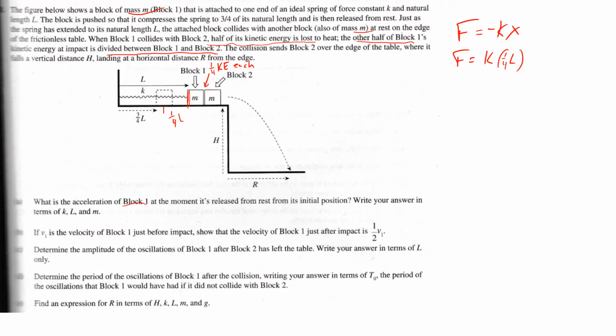Maybe you've heard of this little guy, F equals ma, right? So we know that F, which is equal to kL over 4, equals ma. So that means a is equal to kL over 4m. Okay, if v1 is the velocity of block 1 just before impact, show that the velocity of block 1 just after impact is v1 over 2.